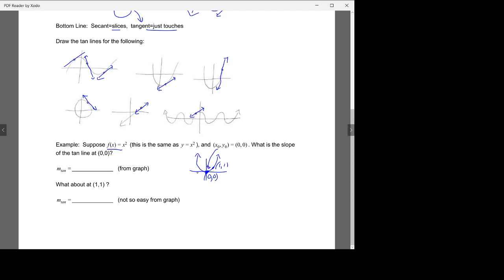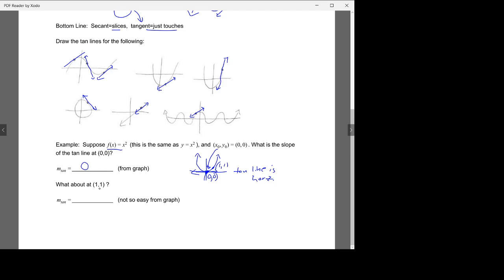Well, if you draw the tangent line there, you can see the tangent line is horizontal. So the slope of a horizontal line is 0. It doesn't go up or down. It doesn't rise or fall. It doesn't incline or decline. It's just flat. It's a constant function.